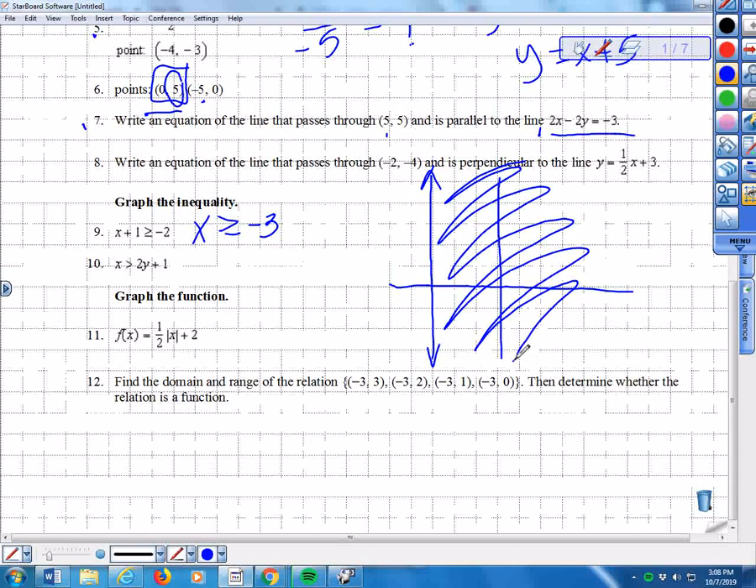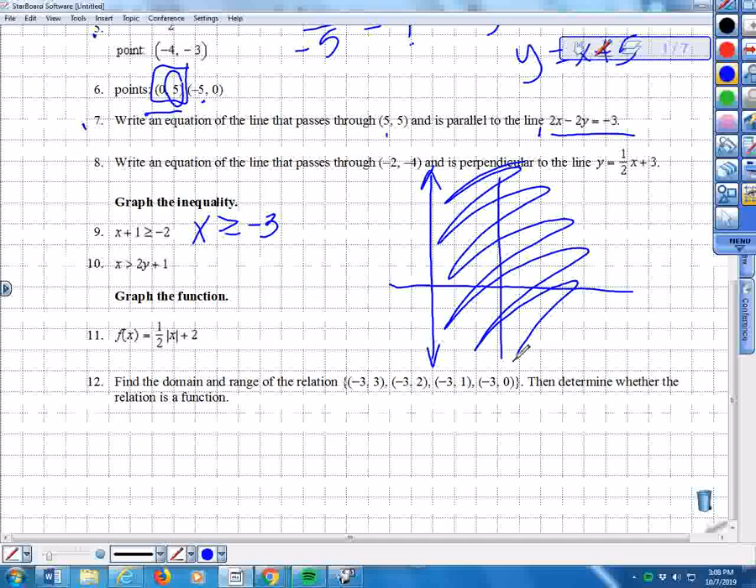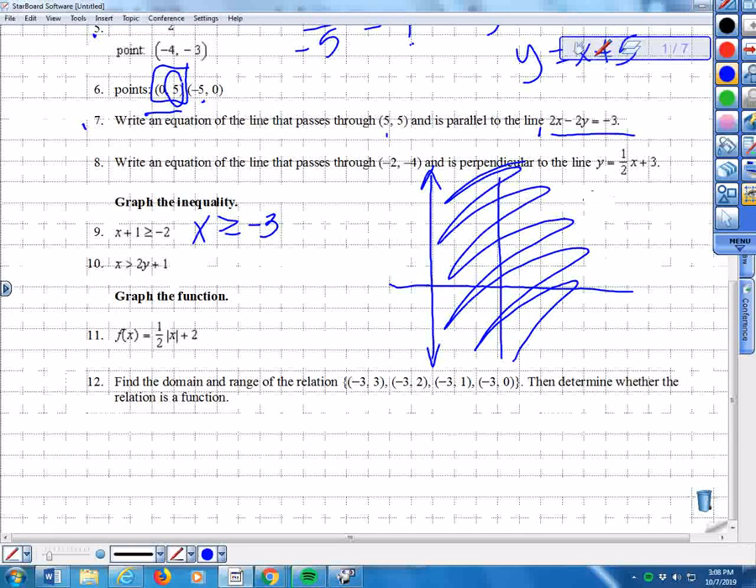Wait, what did you do with the y? There's no y in the first one. Sorry, I was thinking of number 10. Okay, let's do number 10.